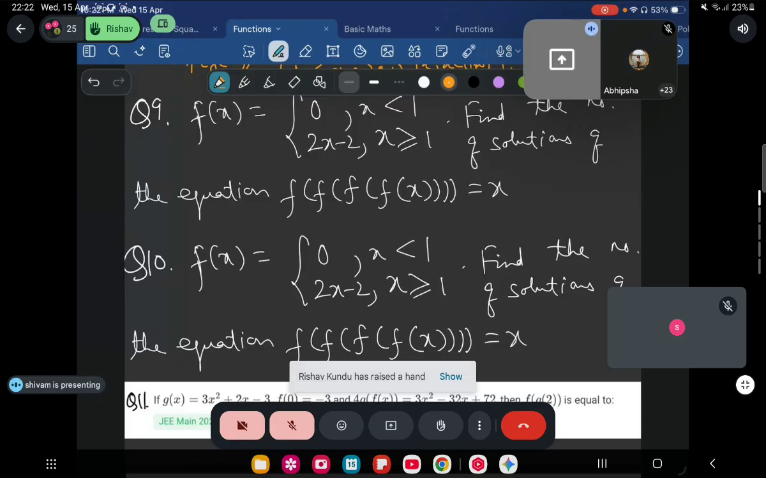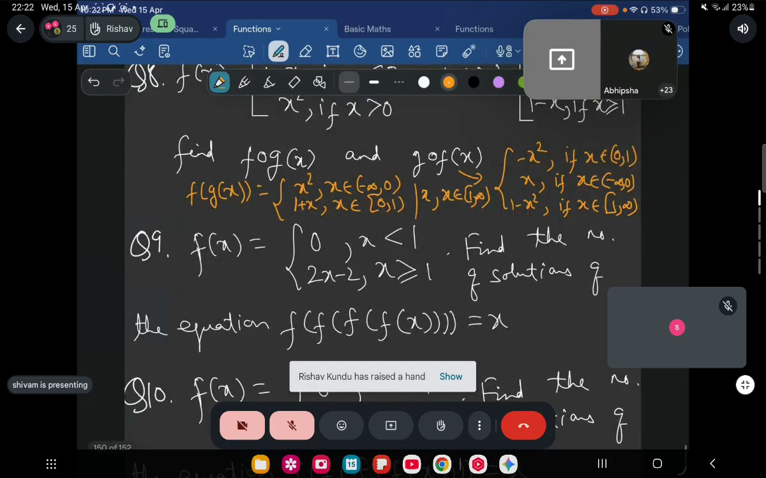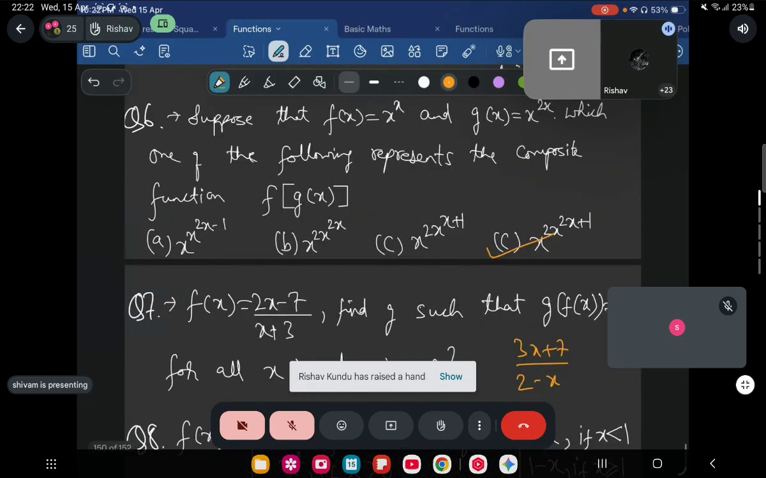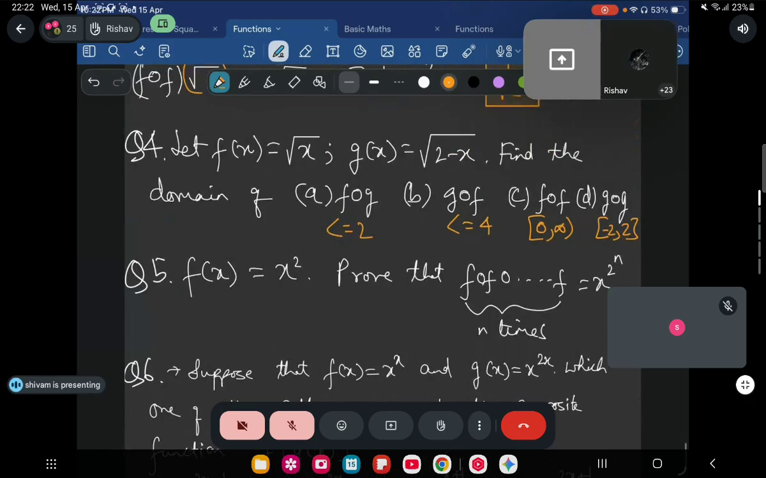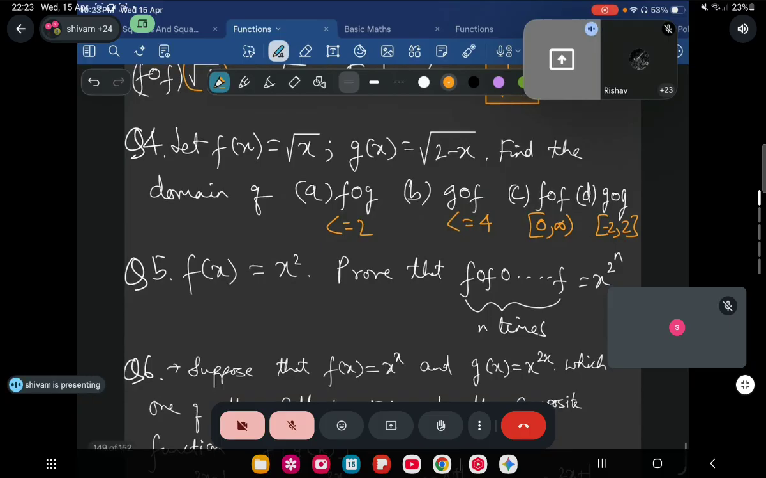Yes, Rishabh, tell me. Could you once show me the answer of question number 4? I'm not getting how g of f is less than or equal to 4. For me, g of f is coming 0 to 4. Let me see. Over here, the answer is given as 0 to 4. By mistake, I wrote less than or equal to 4. g of f: x belongs to 0 to 4, everyone.